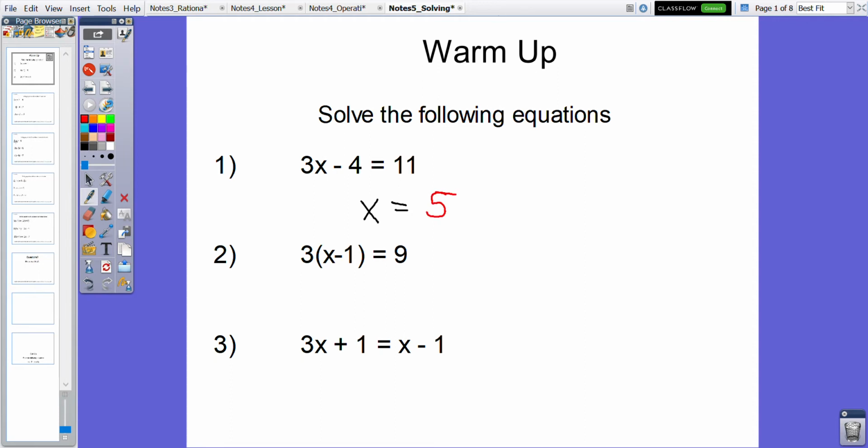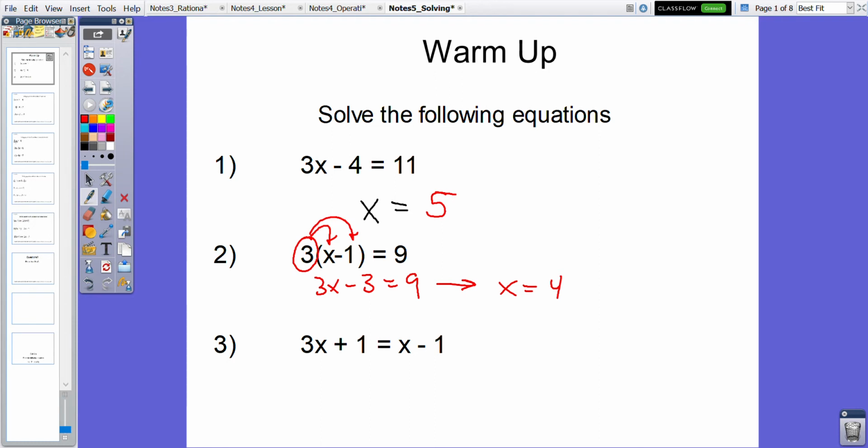For the second one, you're going to want to distribute first, which means you're going to multiply everything inside the parentheses by 3. So 3 times x is 3x, and then 3 times negative 1 is negative 3, and that equals 9. If you solve this correctly, you should end up with x equals 4 as your solution.